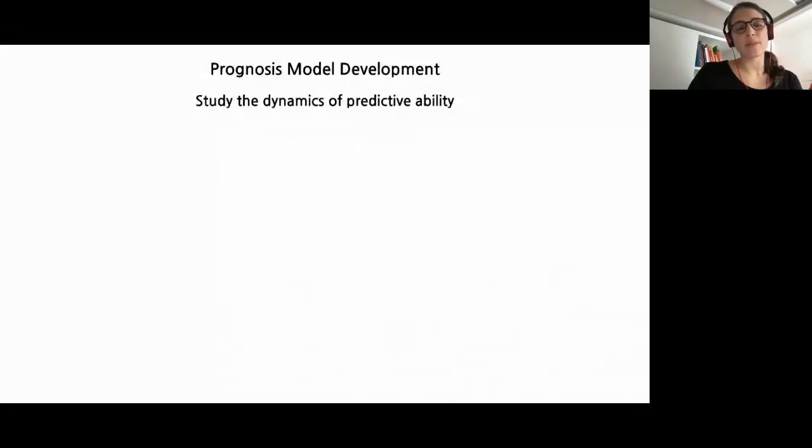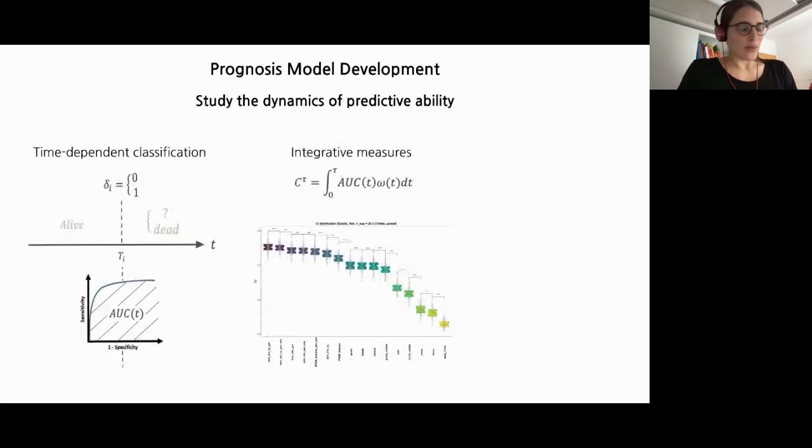But beyond this evaluation of predictive performance, the predictive ability, we're also studying the dynamics of the predictive ability and how much of short-term versus long-term we are able to predict. So, I probably don't need to say this to this audience, but survival analysis can be seen as a time-dependent classification, conditioning on the censoring of patients.